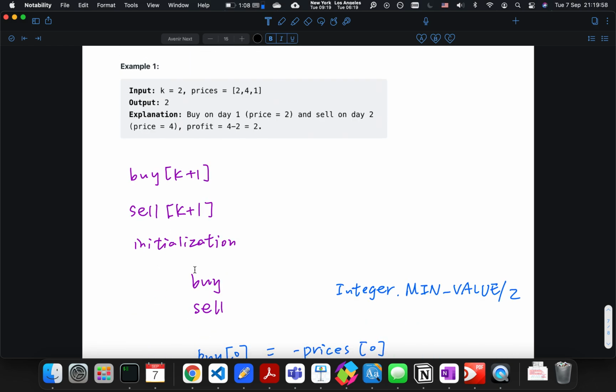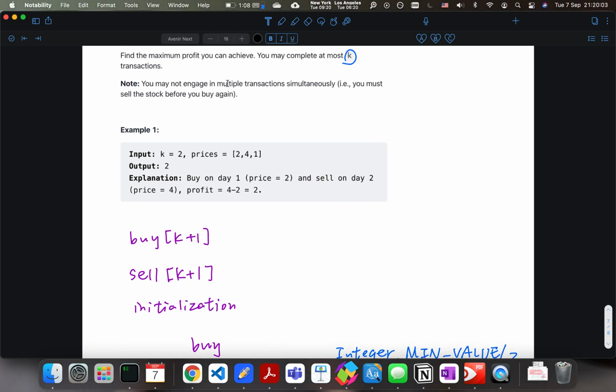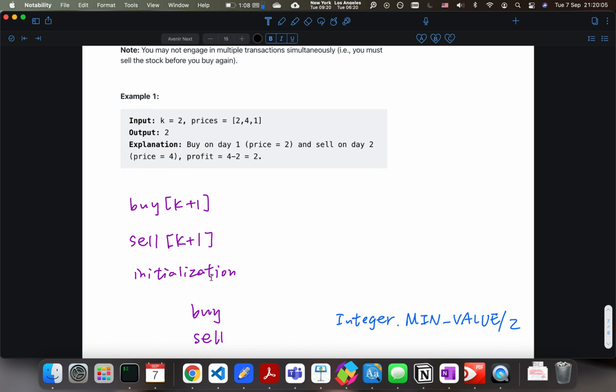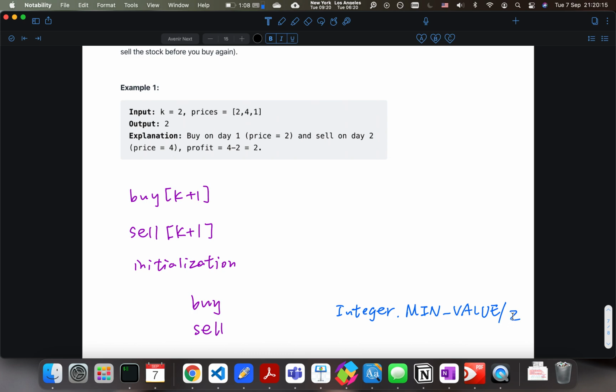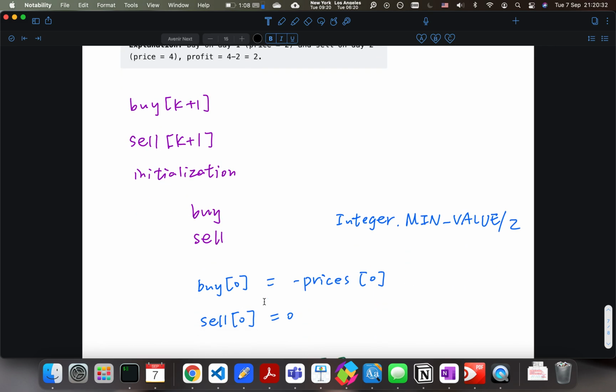Then I think mostly they are the same. One tricky part is the initialization. Because we want to get the maximum profit, we should initialize all these arrays to a very small number. So we should use integer minimum value over 2, but buy 0 means we buy the first share, so it should be negative price 0. How about sell 0? That should be 0. Okay, that's the initialization.